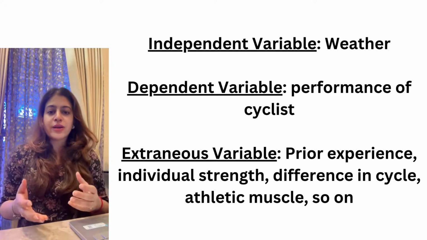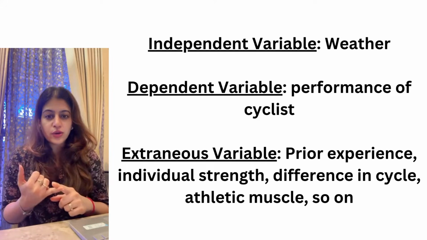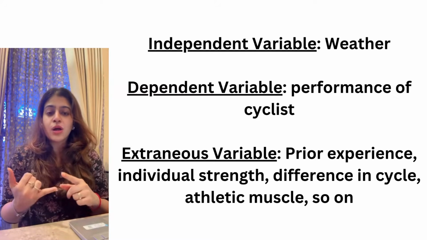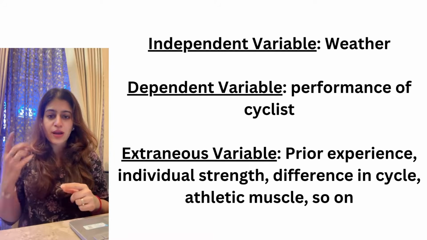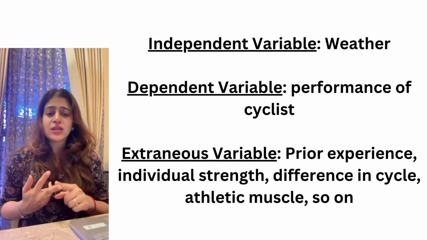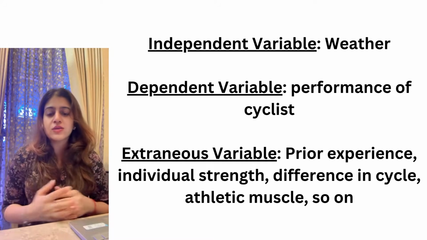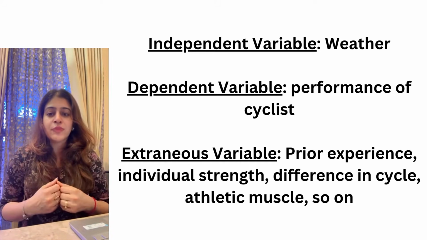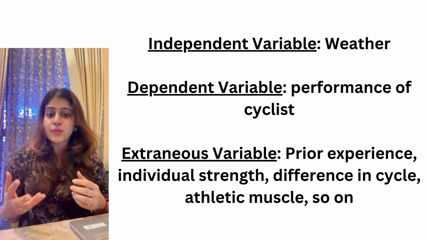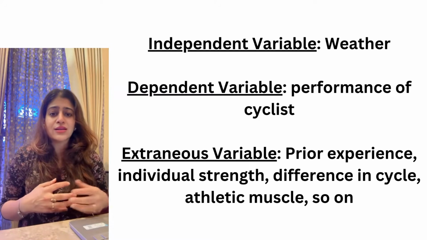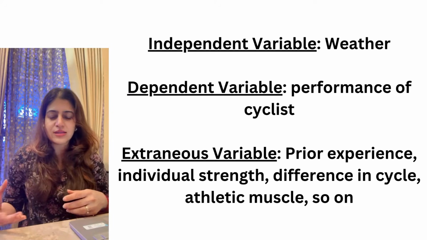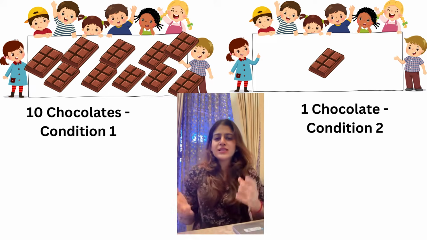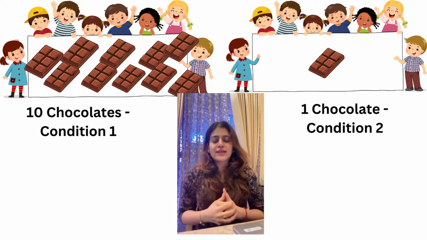So here, just a quick recap. The IV is the weather here that we want to study the impact on the DV, that is the performance of a cyclist. So impact of IV on the DV, and extraneous variables can be number of things like for example your athletic personality, your prior experience, even the type of cycle. Maybe one cycle has gears, the other cycle is gearless cycle, and so on. Okay, let's do one more example for more clarity.